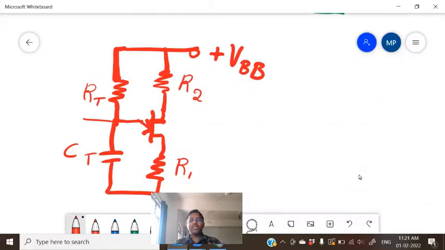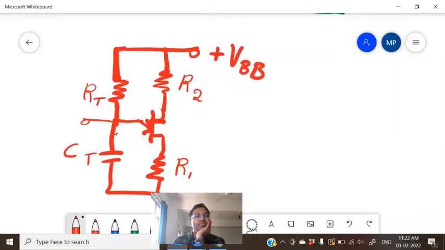Next, the UJT has three terminals: emitter, base 1 at the bottom, and base 2 at the top. We will simply observe the waveforms at the three terminals. First, what happens at the emitter? This is the emitter terminal, at capacitor CT, which is also the emitter terminal of the UJT.